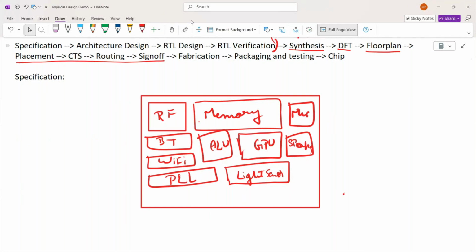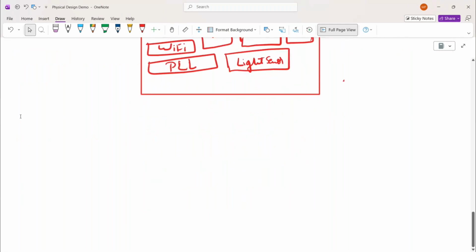Now comes the architecture design. Now what will the architect do? The architect will take all these insights and convert those ideas into a flowchart, right? So if it is a light sensor, when this much light falls on the sensor, this timer should display this, or something like that. Here the architect converts that idea into a flowchart.